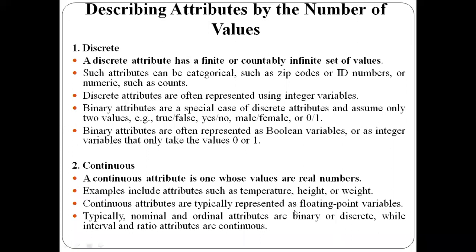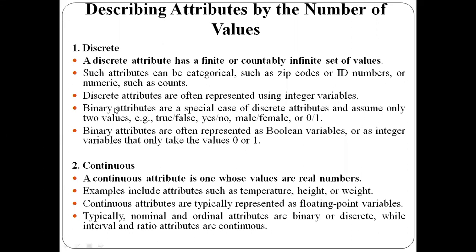Examples are temperature, height, and weight. All these are real numbers. Sometimes they will even have whole numbers, because even integers come under floating point numbers. So normally, all the real numbers are going to come under continuous attribute types.